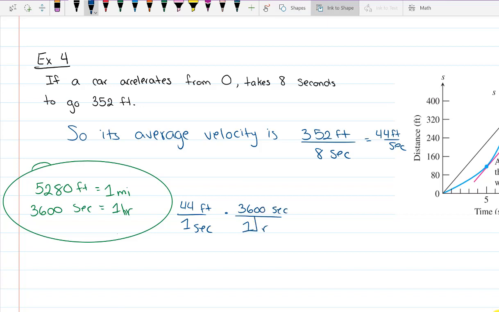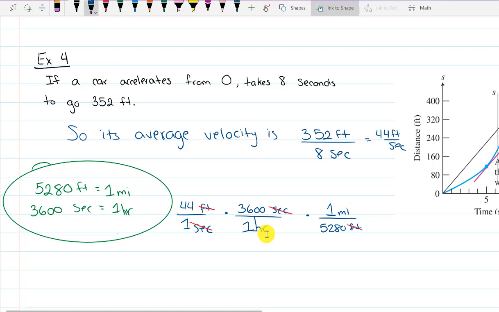Notice that I'm making the second term in the numerator, and this is because it's in the denominator, so they'll cancel. So my seconds units will cancel off. And then I'm going to multiply that by 1 mile is equal to 5,280 feet. And this way my feet are going to cancel off.